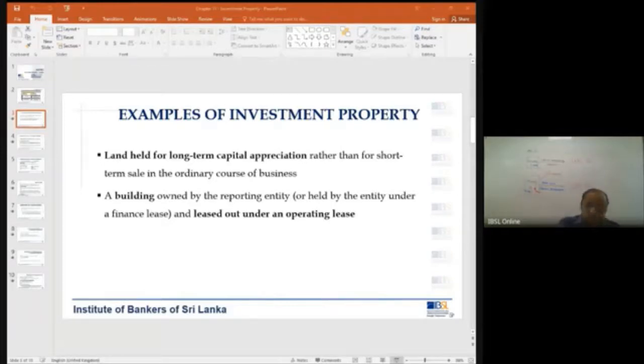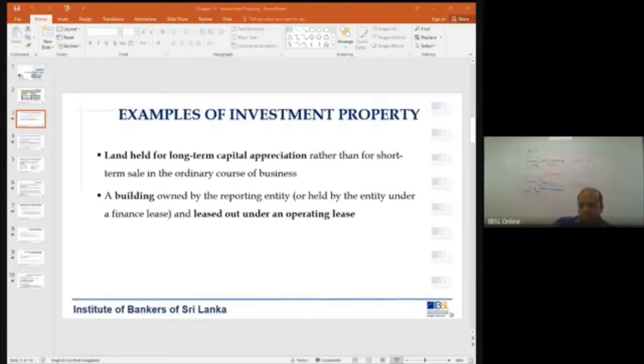Now, these are some examples where LKS 40 doesn't apply, right? Okay. What are the examples? Property intended for sale in the ordinary course of business. I told you it is applicable under LKS 2 inventories. Then we have property being constructed or developed on behalf of third parties. Again, that is construction contracts. We don't consider it under LKS 40.